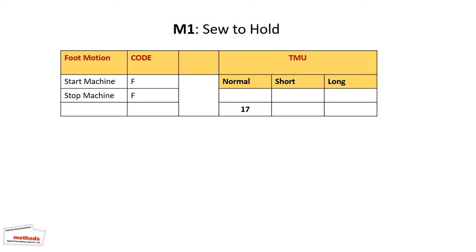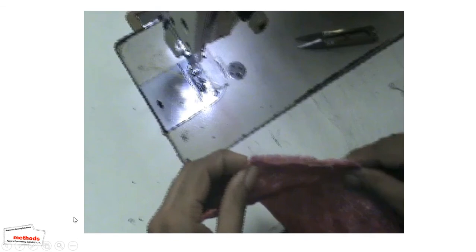The first code is M1, which is for sew to hold, that is giving 2 to 3 stitches in the start of a stitch to hold the fabric under the foot and the needle. This is done so as to perform other operations like lining or repositioning of the parts or fabric. The motion is explained better in the video.